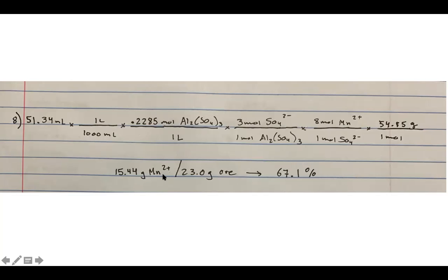And for the final question, they asked what was the mass percent of manganese in the ore? Now, we basically solved stoichiometrically, based on all of our numbers, that we had 15.44 grams of pure manganese, and they told us that this was in a sample of 23 grams of ore. So the mass percent of manganese in the ore is 15.44 divided by 23, and then you multiply it by 100 to turn it into a percent.